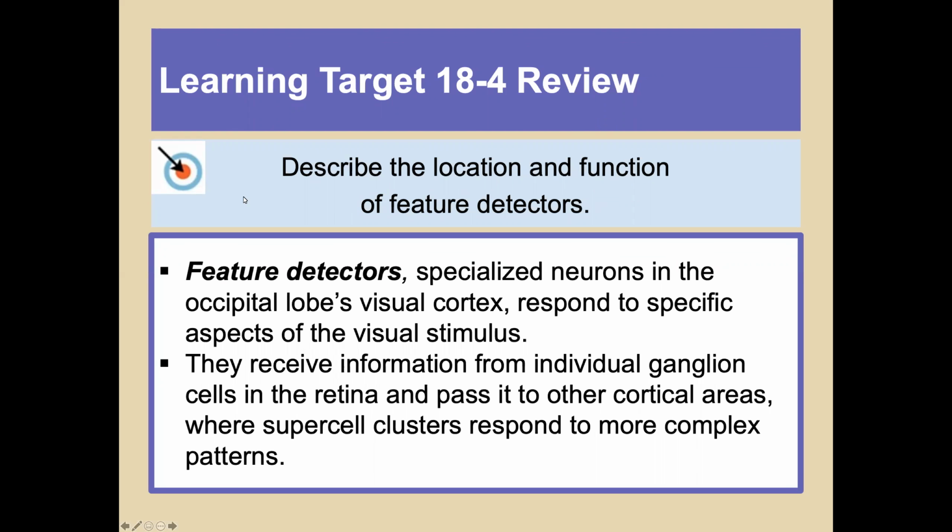Describe the location and function of feature detectors. Well, feature detectors are those specialized neurons in the occipital lobe, visual cortex. They respond to specific aspects of the visual stimulus. They receive information from individual ganglion cells in the retina and pass it to the other cortical areas where these supercell clusters respond to complex patterns in the environment. Think of Abby Wambach, specifically knowing how to respond as the ball is coming to her, going to head it into the goal past the goalkeeper in the World Cup.